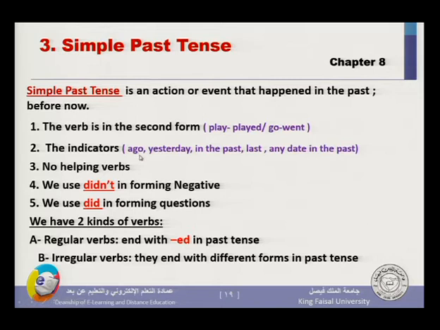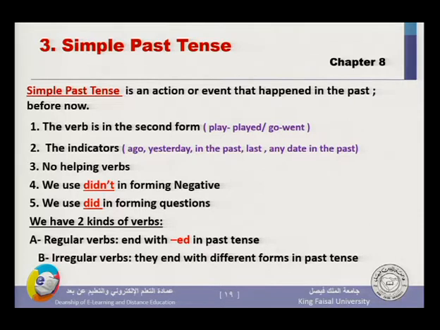Indicators like ago, yesterday, in the past, last, any date in the past, any day in 1980, 1977. So all these indicators tell you that the tense in the sentence is the past simple tense. No helping verbs are used in the sentence, but we use did not to form negatives, and we use did to form questions. All right? As you remember, to form negatives and questions, we need auxiliary verbs. In the case of the simple past tense, the auxiliary verbs we use are did and did not.